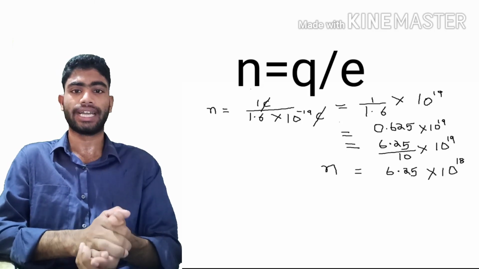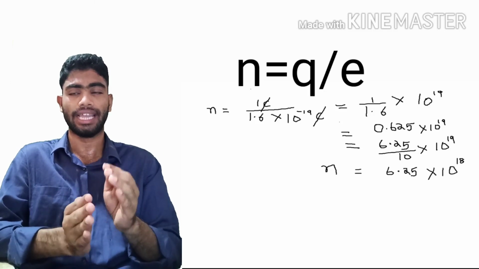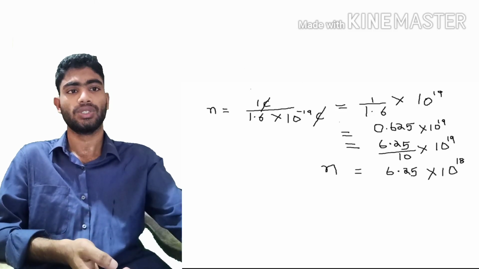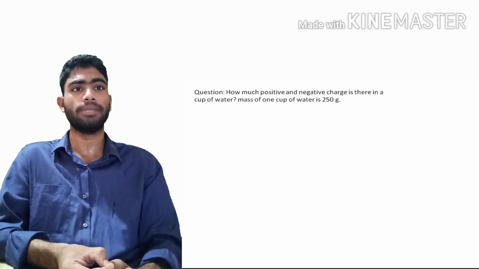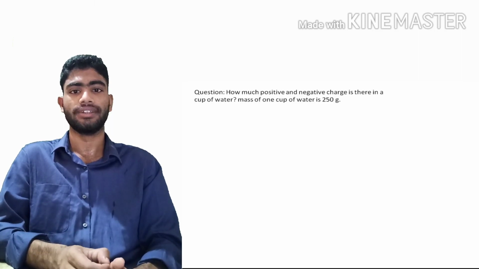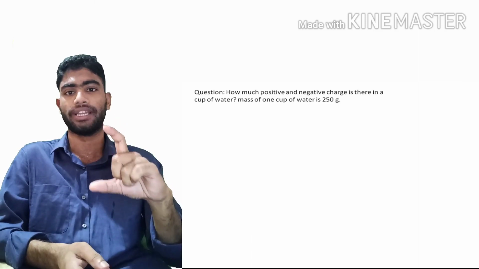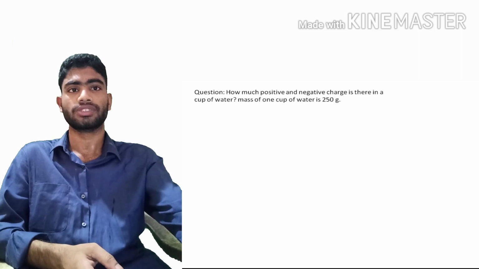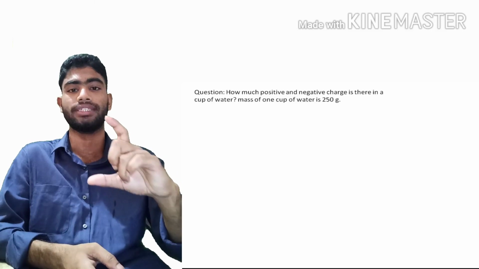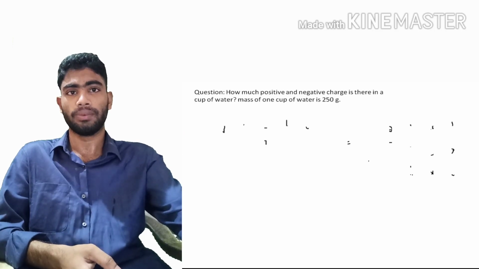In this way you can calculate the number of electrons present in any amount of charge. Now I want to discuss one more question: how much positive or negative charge is there in a cup of water? Suppose you have a cup of water with a mass of 250 gram, and you have to find the number of electrons present in that cup of water.